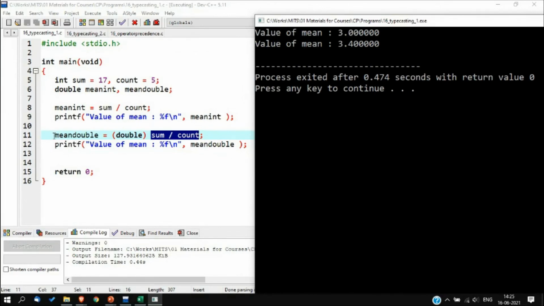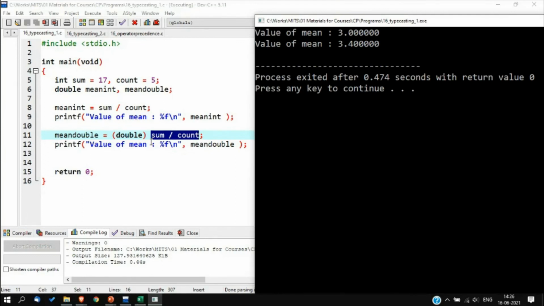But here in this line 11, we are typecasting this sum divided by count as double. So the sum is converted to double. Sum is 17, so it becomes 17.0, and then it is divided by count 5. So 17.0 divided by 5 will give you 3.4. Then that 3.4 is assigned to mean double. So mean double is of type double. So it will have 3.4000. So that is how the typecasting is done in an explicit way.